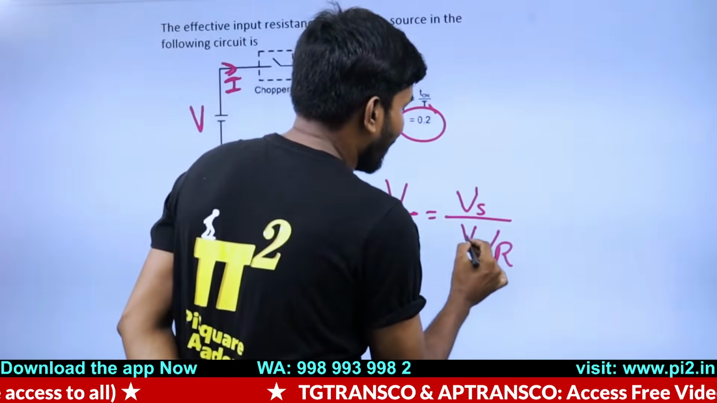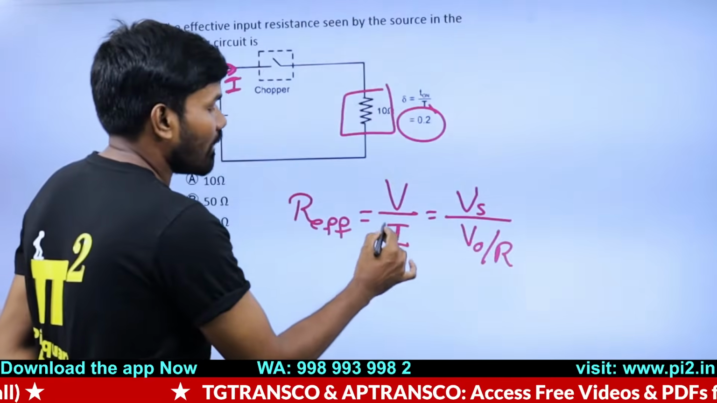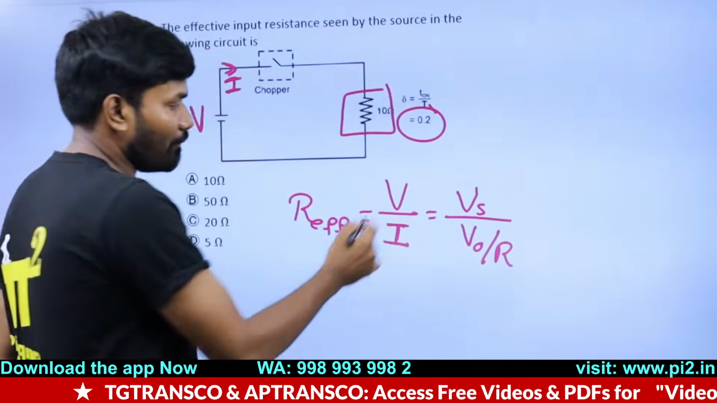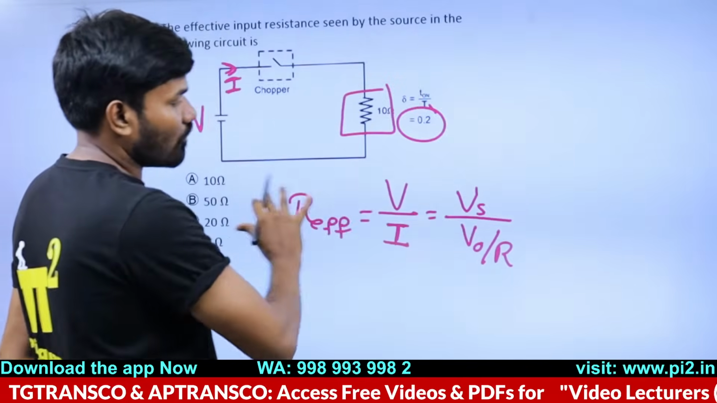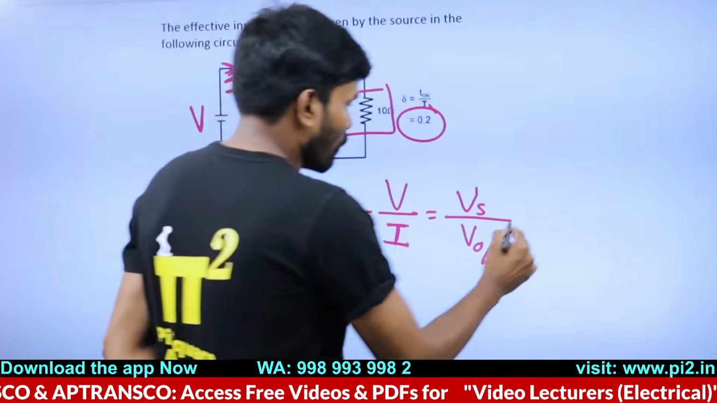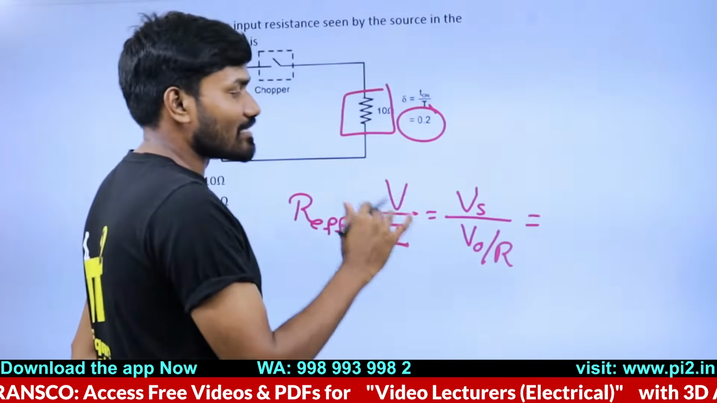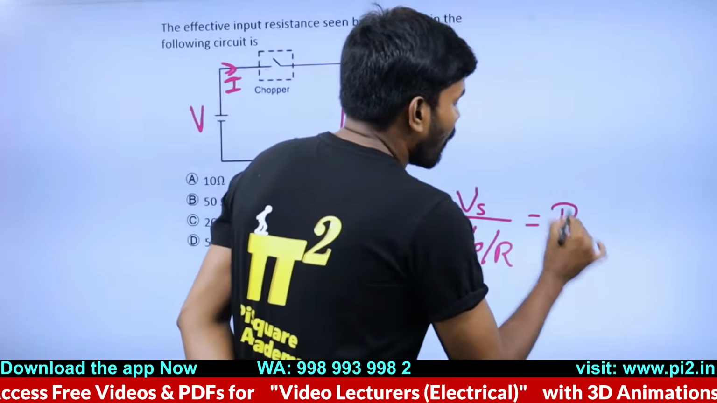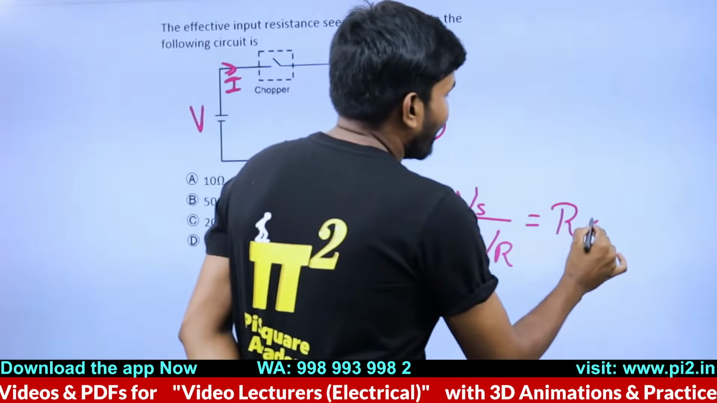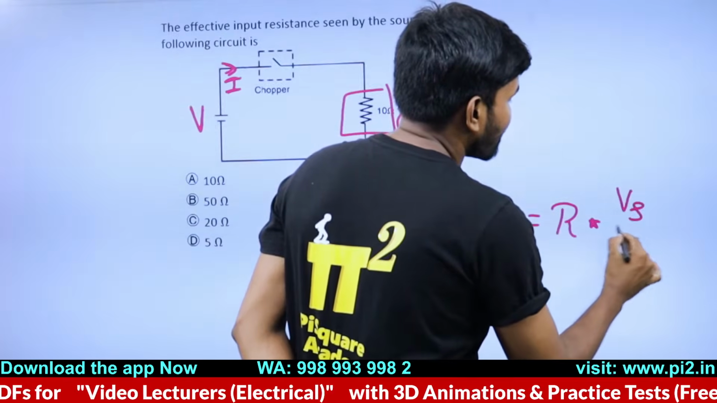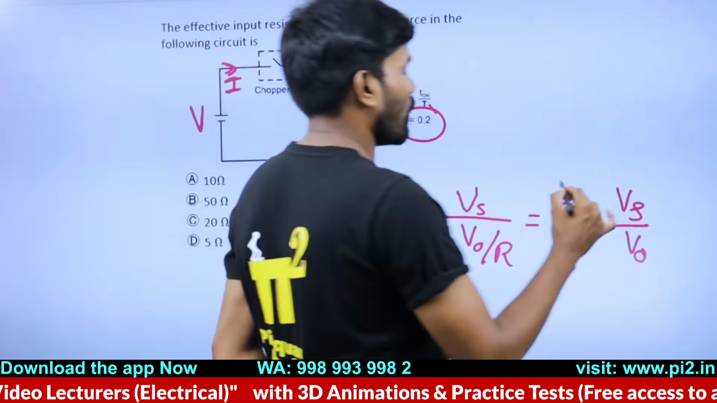Vs by V naught by R, that's what I naught average. Here I'm taking average values, all are average values. So the effective resistance is nothing but the load resistance R into Vs by V naught.